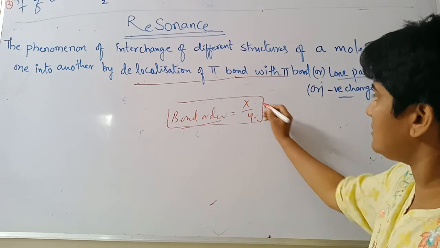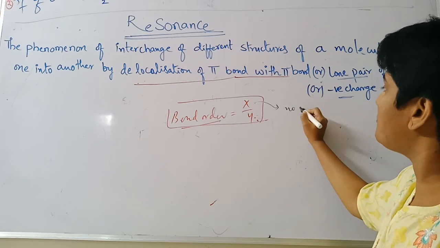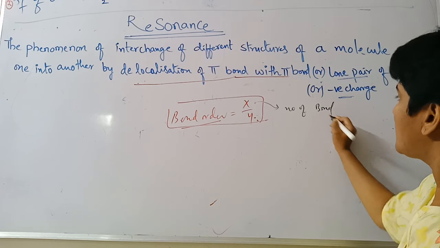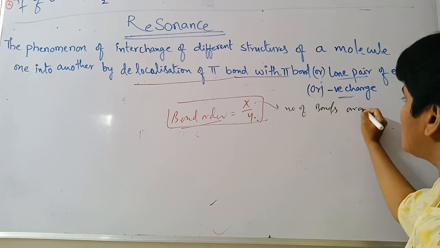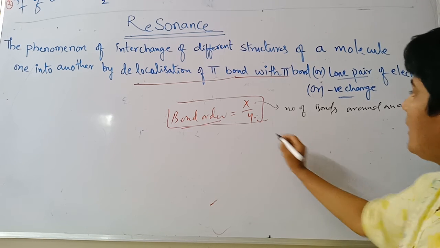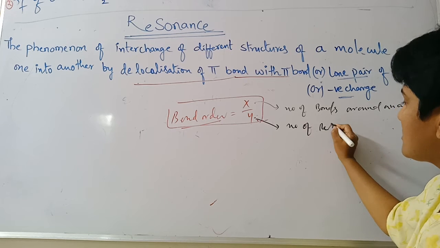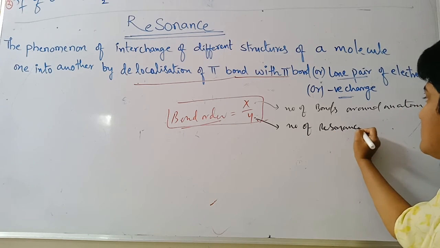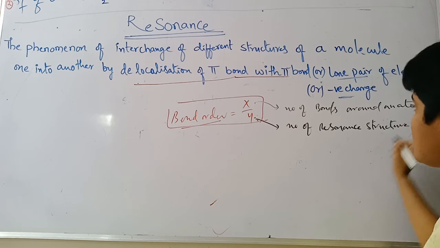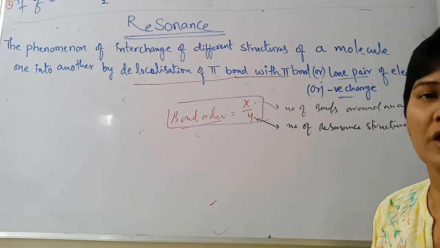Okay, so what is this? X is the number of bonds around an atom, and Y is the number of resonance structures or canonical structures in case of neutral molecules.